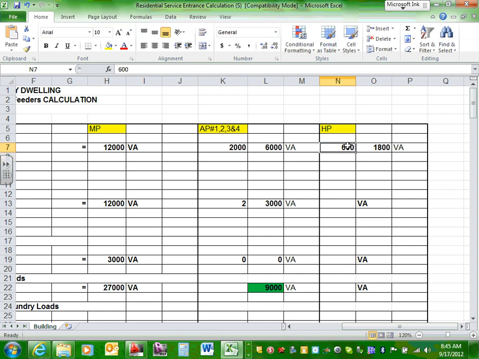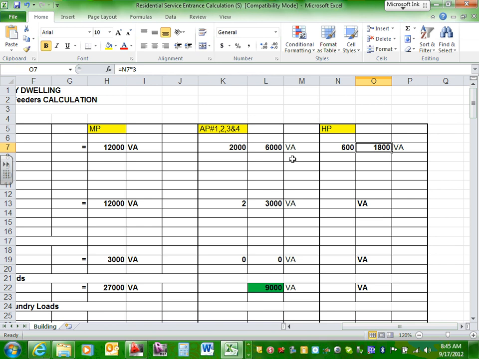So if the common space was 600 square feet, you guys are going to verify this, and then I'm going to multiply it by three. Why three? Because it's 3 volt-amperes per square foot for all the common spaces. And that will give me 1800 volt-amperes. Can I have a thumbs up, Chad? We know exactly how to do that. Cool, that's for what? The lighting.